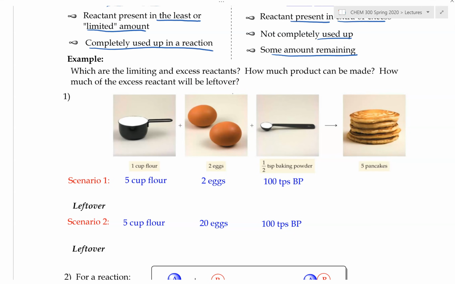And again, this can be thought of as a chemical reaction. Let's say here we have 1 cup of flour, and we have to use 2 eggs and 1/2 teaspoon of baking powder. From all of this, we'll be able to make 5 pancakes. So this is the recipe right here, and again, a recipe is very much similar to a balanced chemical reaction.